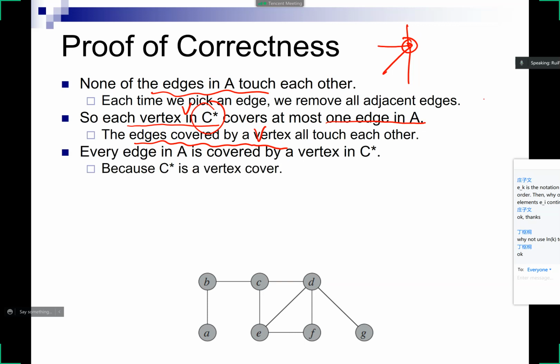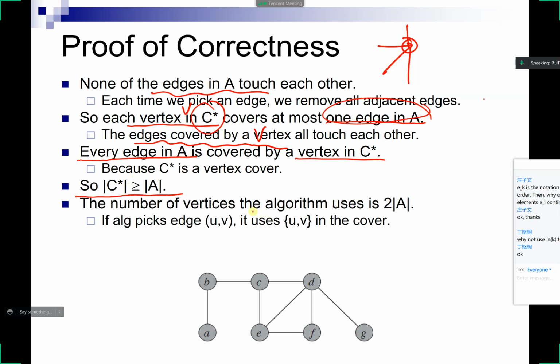Since each vertex in C star can cover at most one edge in A, and we also know that every edge in A has to be covered by some vertex in C star, because C star is a vertex cover, so it has to cover all of the edges, including all the edges in A, we can conclude that the size of C star has to be at least the size of A. Because C star has to cover all of the edges in A, and each element in C star can cover at most one edge in A. So the number of elements in C star has to be at least the number of edges in A.